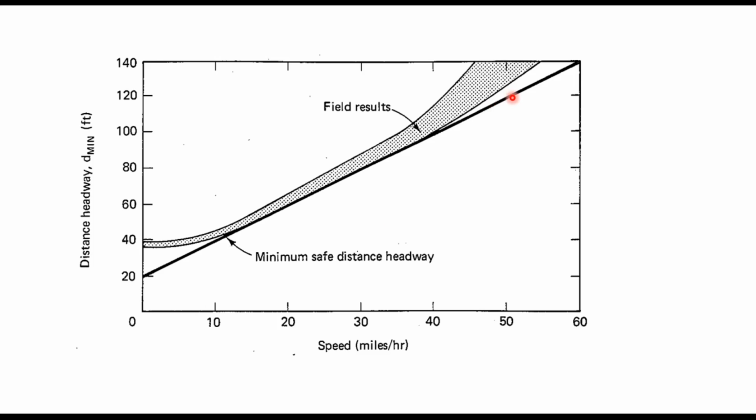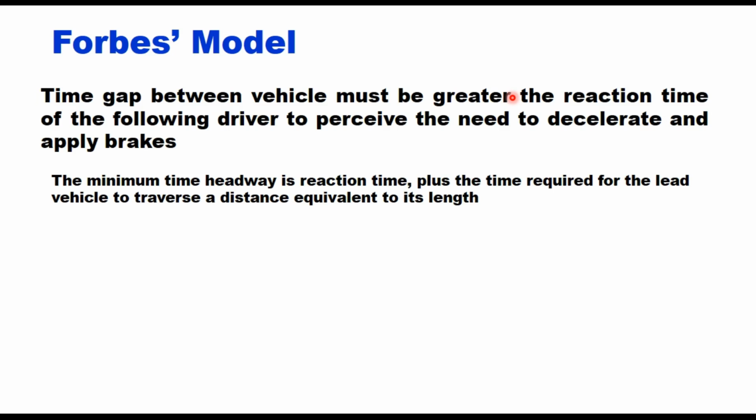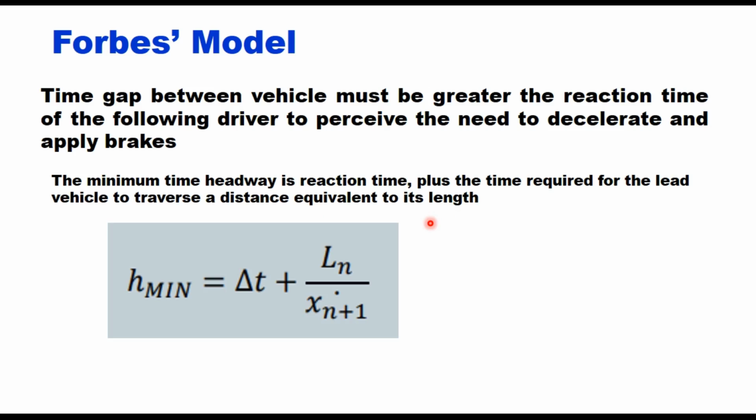The second model of car following is Forbes model. And it says that the time gap between vehicle must be greater than the reaction time of the following driver to perceive the need to decelerate and apply the brakes. And therefore, the minimum time headway is reaction time plus the time required for the lead vehicle to traverse a distance equal to its length. So mathematically, you can say that the time headway between two vehicles is the reaction time delta t plus length of the vehicle divided by its speed of the following vehicle.